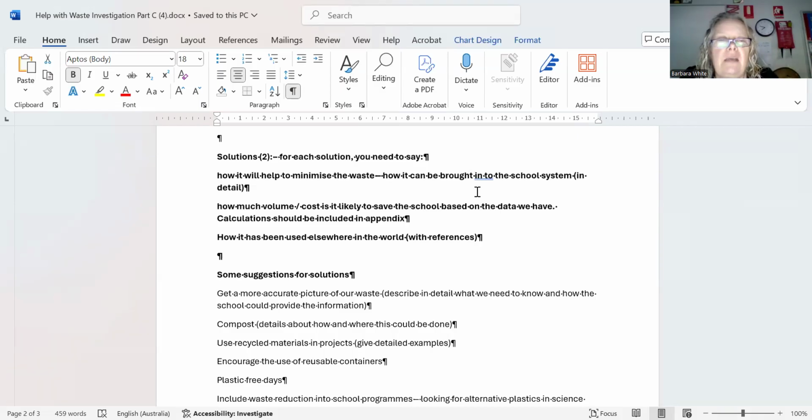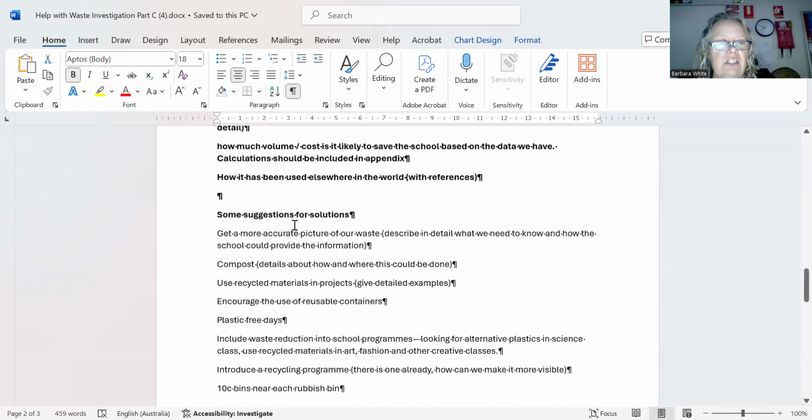You might say that we should compost the paper and the food scraps. And then you've got to show me some research that tells me how, or why, composting is a good idea, how much waste you think it can save from the bins, and there's some more calculations for you.